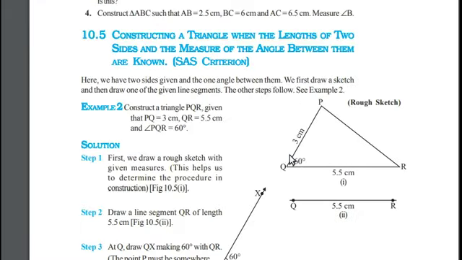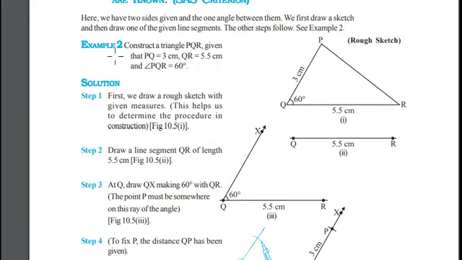Now let us see the second condition where side, angle and side is given. Constructing a triangle when the lengths of two sides are given and the measure of the angle between them are known. Here the lengths of two sides will be given and the angle between them will be provided. Let us see example 2. Construct a triangle PQR given the length of PQ is 3 cm, length of QR is 5.5 cm and the angle between these two sides is 60 degree.